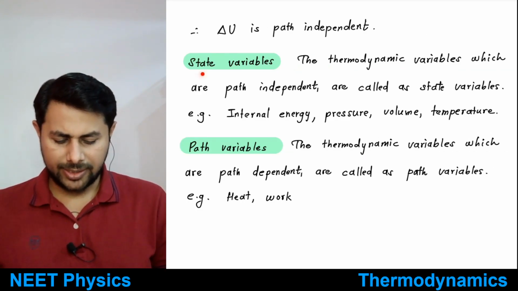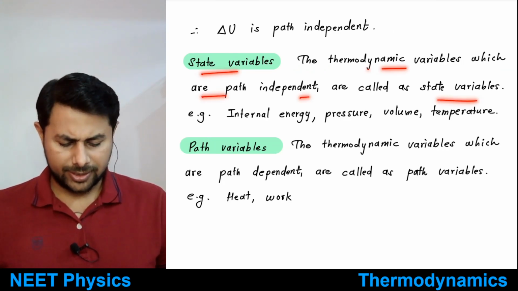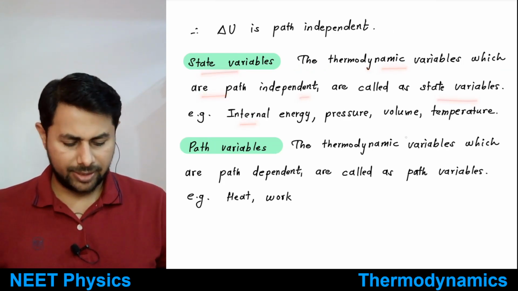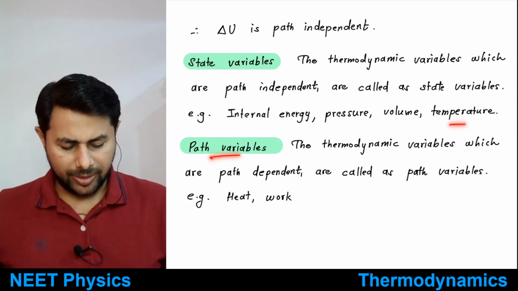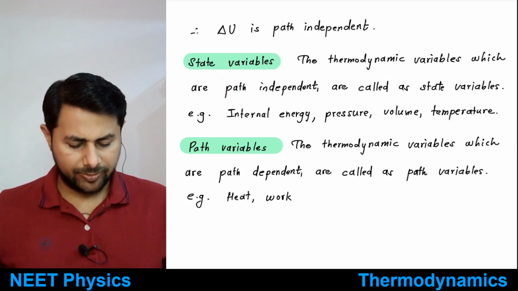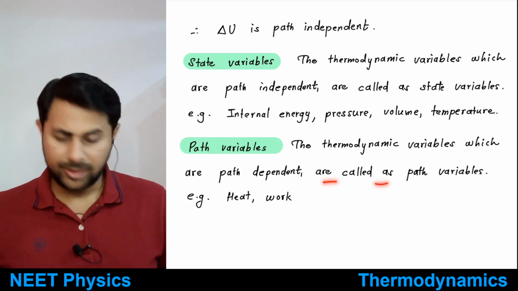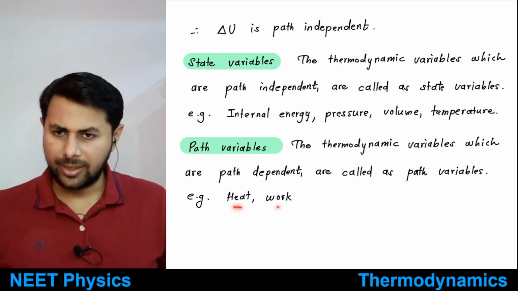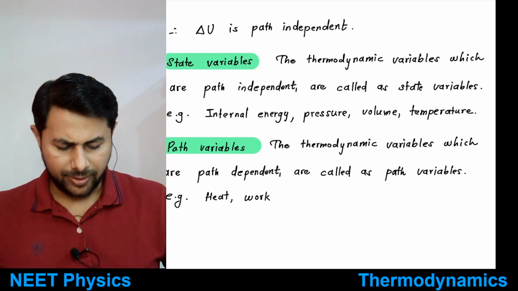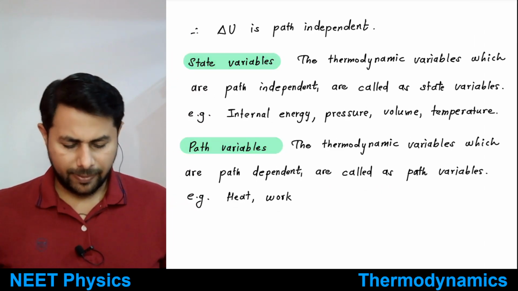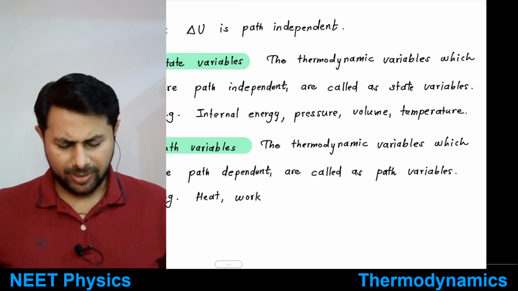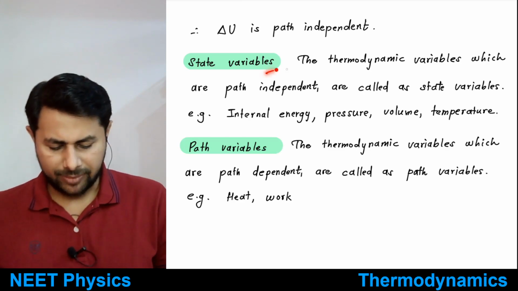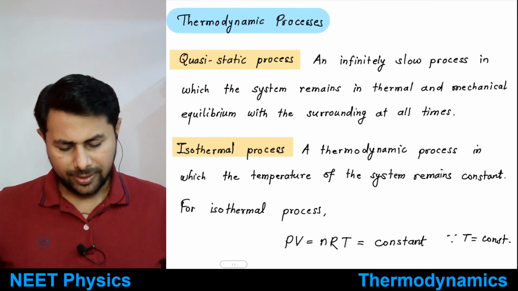Okay, so what are state variables? The thermodynamic variables which are path independent are called state variables. So internal energy, pressure, volume, temperature. The thermodynamic variables which are path dependent are called path variables. So heat and work are path variables. Okay, so there can be a direct question based upon these state variables and path variables.